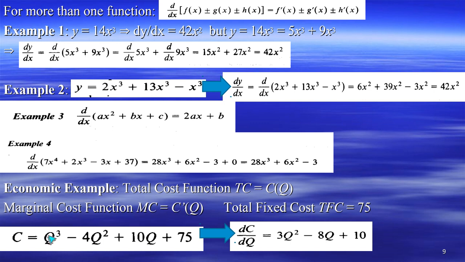So it is 3 times q squared minus 8 times q to the power 1 plus 10 times q to the power 0 plus 0. 75 is constant, so it disappears. The fixed cost element will have the derivative 0. So we obtain 3 times q squared minus 8 times q plus 10. This is the marginal cost function, which is the derivative of the total cost function. You see? Easy.